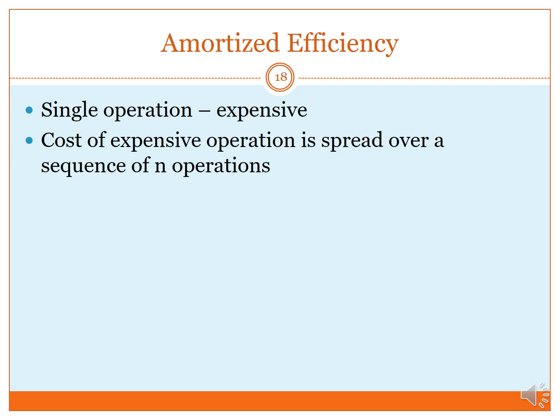Amortized efficiency. Sometimes a single operation may be very expensive, while most other operations are inexpensive. Instead of analyzing each operation individually, we spread the cost of the expensive operation across many operations. This technique is called amortized analysis. A common example is resizing a dynamic array. Although resizing takes longer, it happens infrequently, so the average cost per operation remains small.